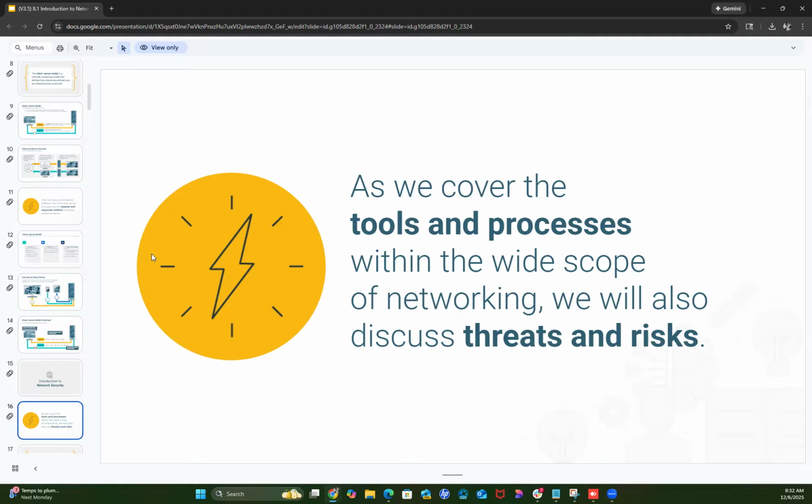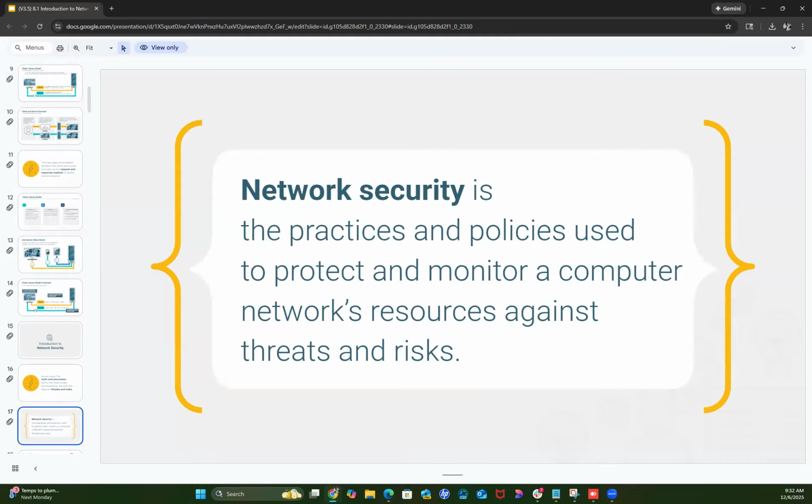So, introduction to network security. While computers and networks provide many advantages, many network security risks and threats exist within them. As we cover new tools and concepts, you will also be introduced to relevant inherent security risks. Network security is the practices and policies used to protect and monitor computer network resources against threats and risks. So this is network security.